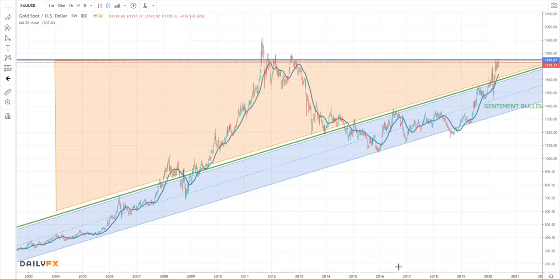This is your weekly analysis for gold. So the price of gold versus the US dollar. The date is May 31st, 2020.